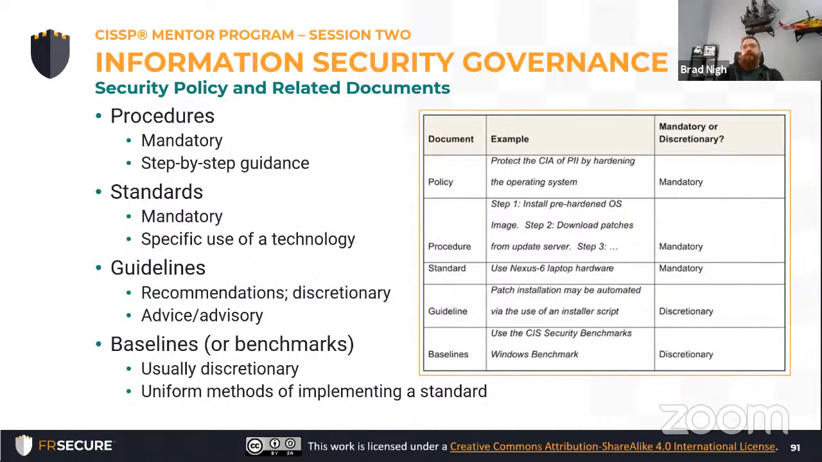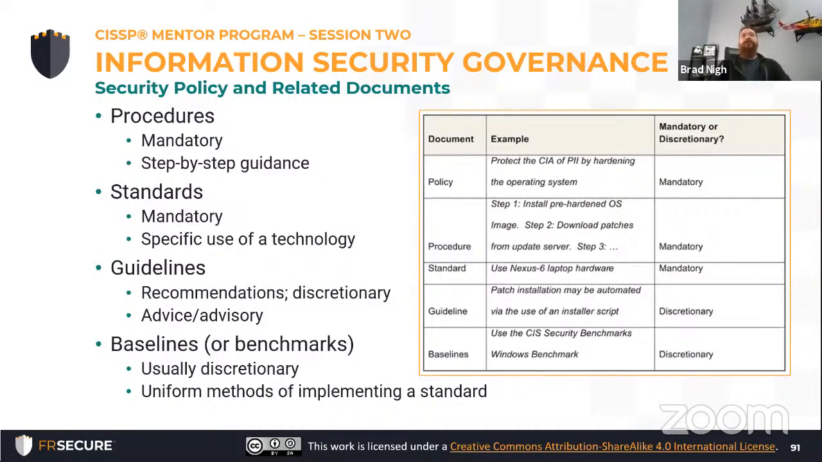What am I doing that procedure on? Well, the standard is I am going to use a Nexus 6 laptop, or the standard might be the encryption AES 256, or the standard could be you have to use a certain OS, right? So the standards are the specific use. So again, policy, high level; procedures, step by step. How am I going to comply with the policy? The standards are going to be what am I going to use from a technology perspective to comply with that policy.